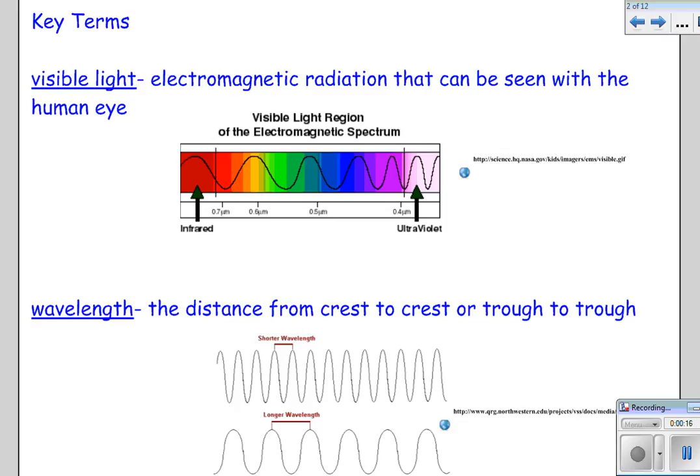You can look at the picture. We learned a lot about this last year in our light unit, and you can see the ROY G. BIV on the spectrum. Wavelength, the distance from crest to crest or trough to trough. Again, wavelength should be reviewed from last year. You can see an example of a shorter wavelength and a longer wavelength.